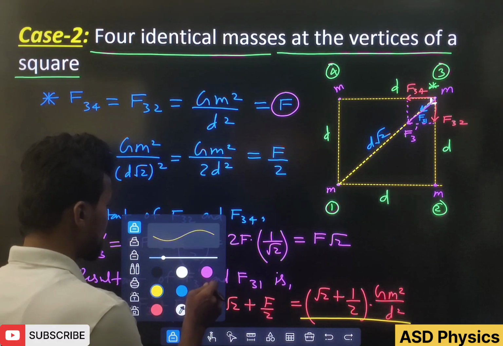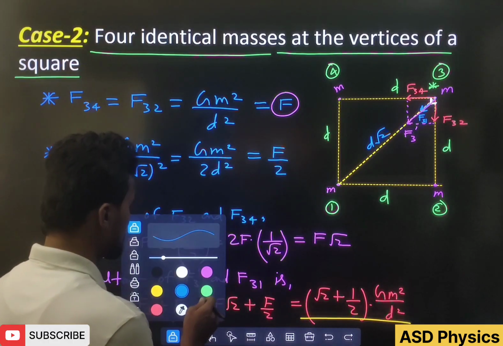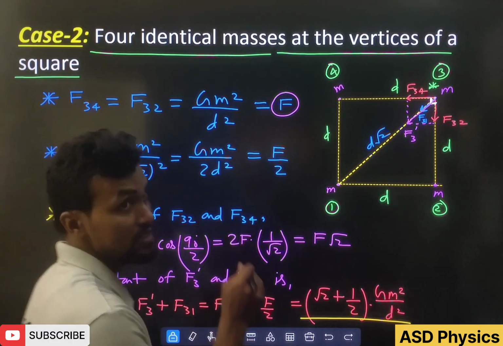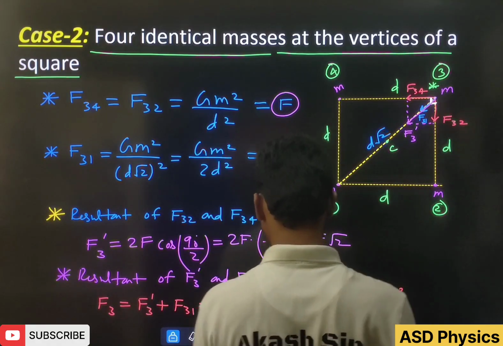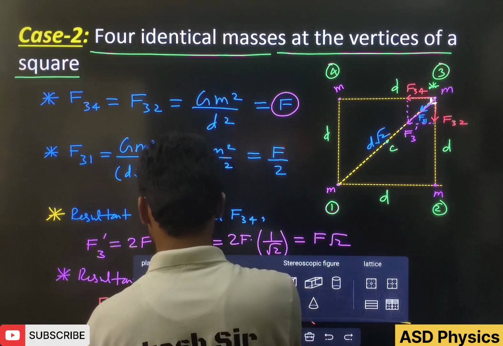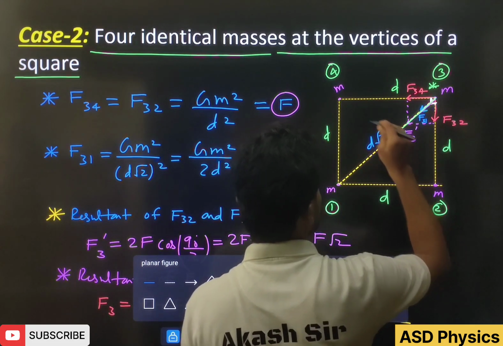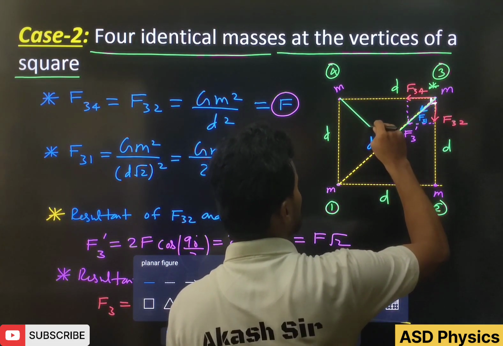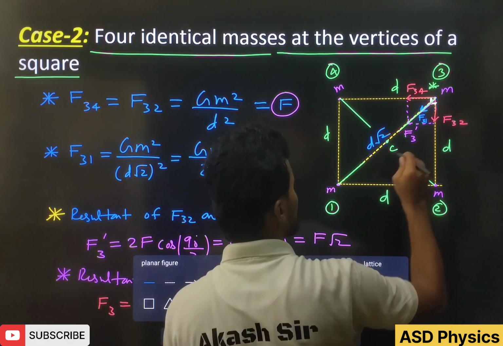And you know what will happen here? If I talk about the resultant, in which direction? This is along the center here. If I write here, the overall resultant will be like this. From here also, resultant will be towards the center. Here also, magnitude wise all will be the same. Resultant will be towards the center.